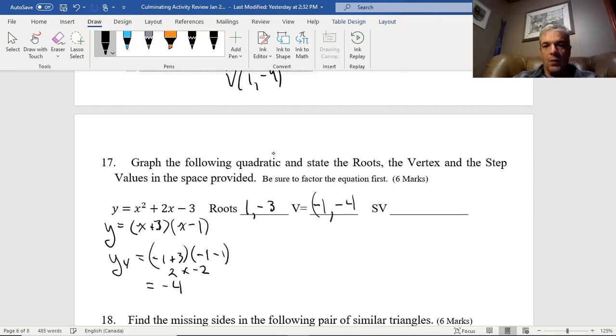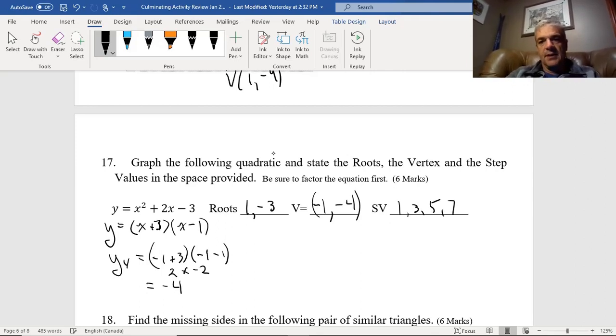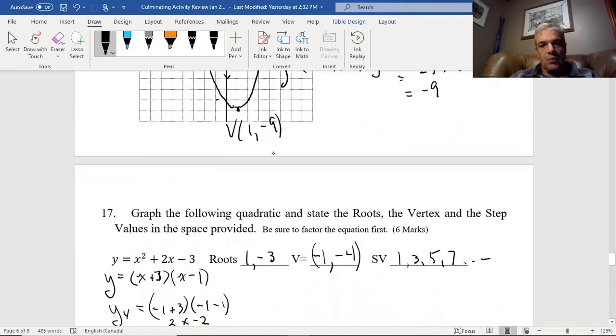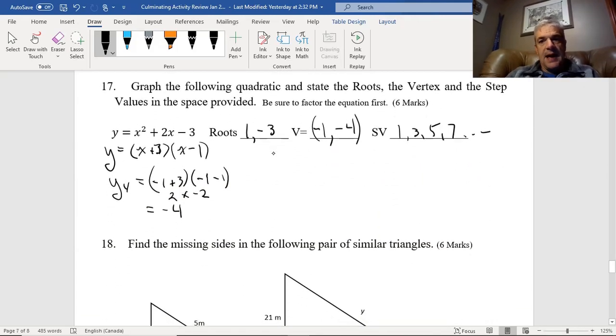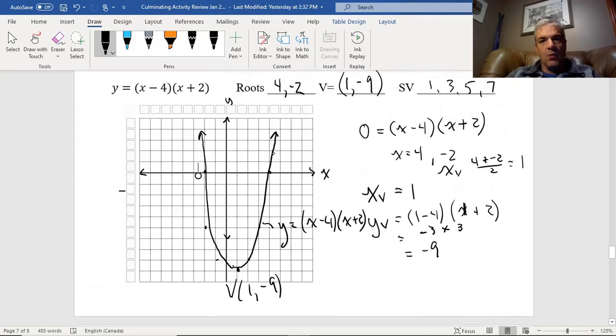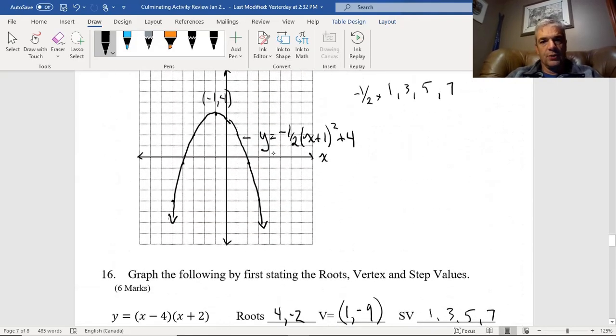And so -4. And my step values, again, no a values, so it'll be 1, 3, 5, 7. And I did that as an example. You could now plot that in a very similar way to how we did this one or the one above, and you could graph it. And that is the graphing quadratics component of the course right there.